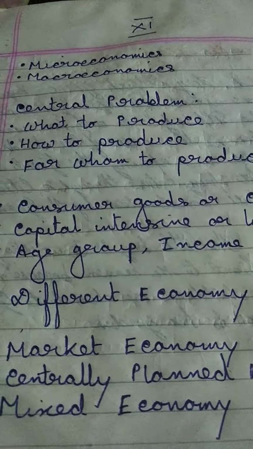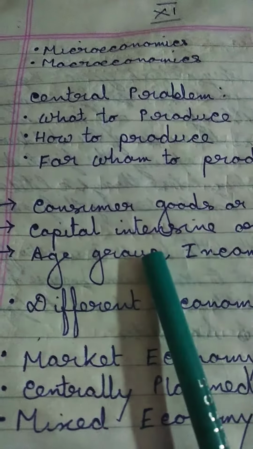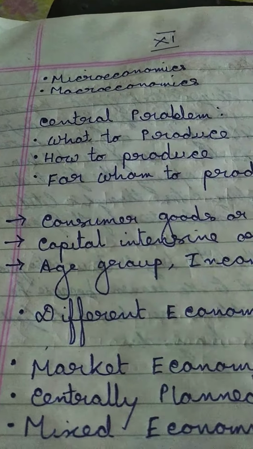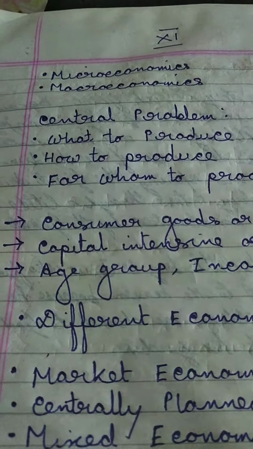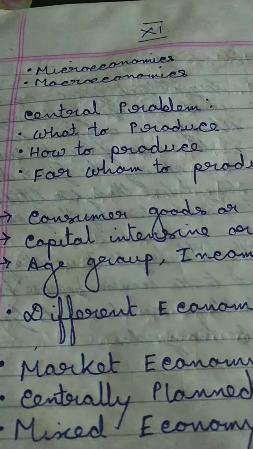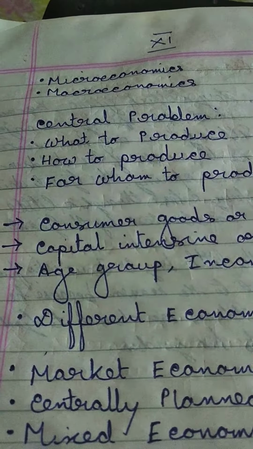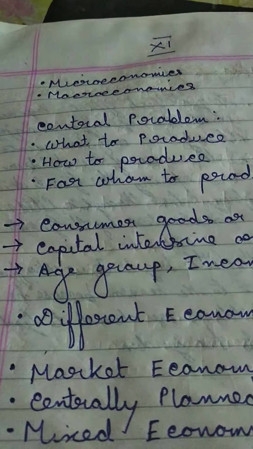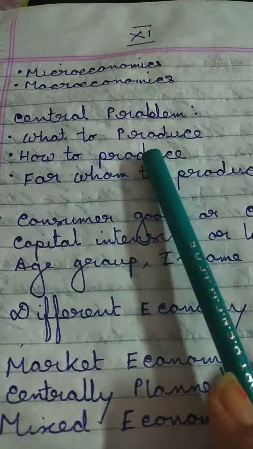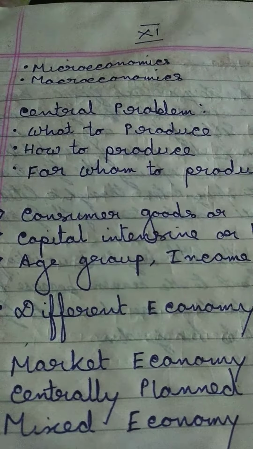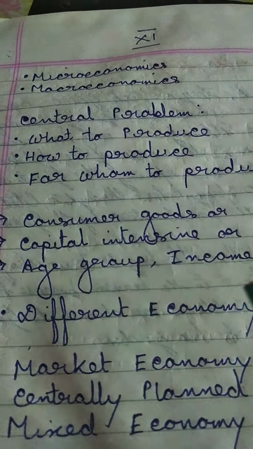Now on the other hand, in countries like the USA and UK, the capital intensive technique is much more popular, because, as you all know, the population is low in those countries and their technologies are much more updated than ours. Okay, so how to produce comes under this capital intensive or labor intensive. Now come to the third part.